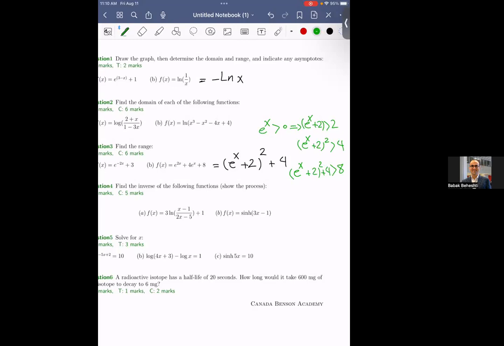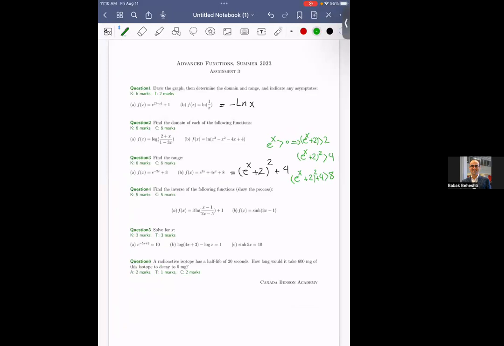Is it okay if we just state the range or domain like this instead of writing all that? I just state the domain like this. Yeah, but you have to explain why. You have to show the process. Okay.